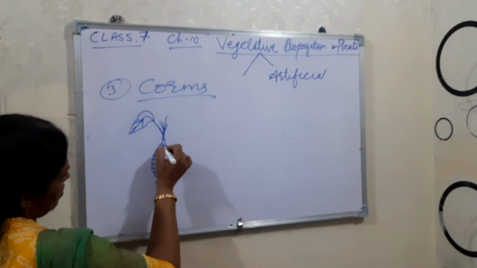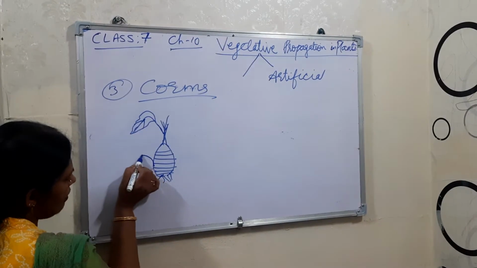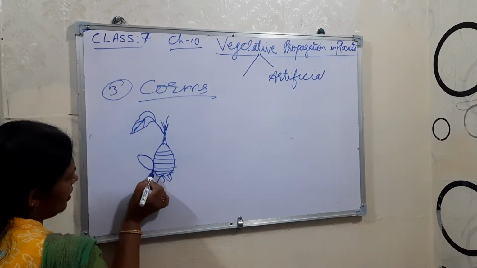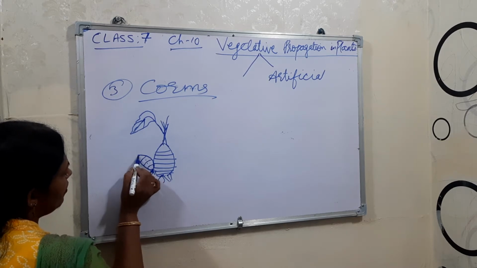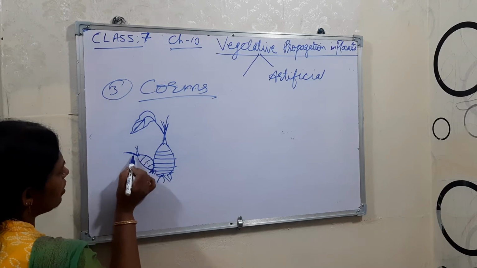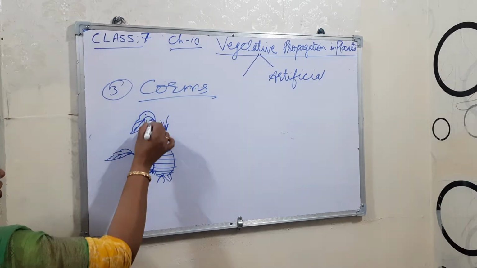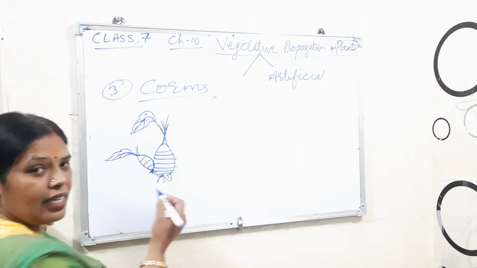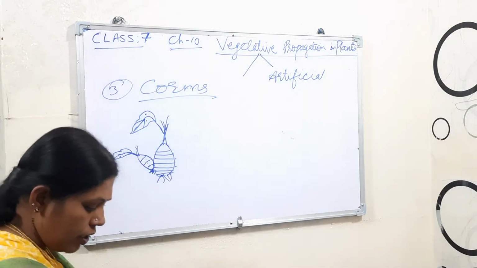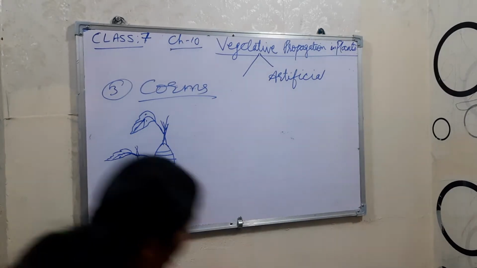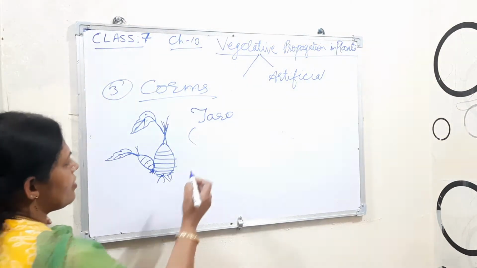Shoot arises from this. Okay, and from the side itself, laterally from here again the new growth develops, and again separate roots come here. Then from here again the shoot grows. Understood this one? That means this is taro. Okay, taro means in Hindi you may call it as arbi.